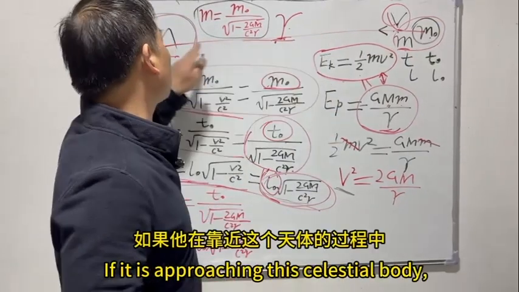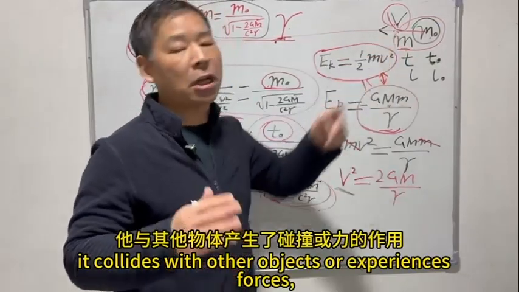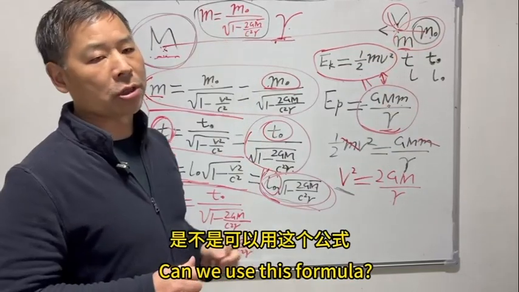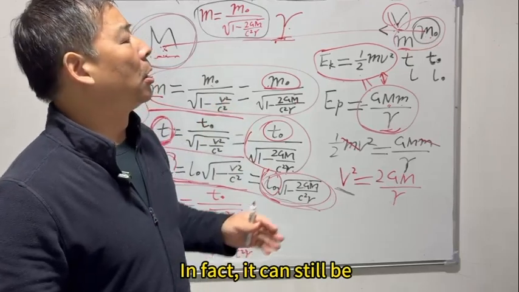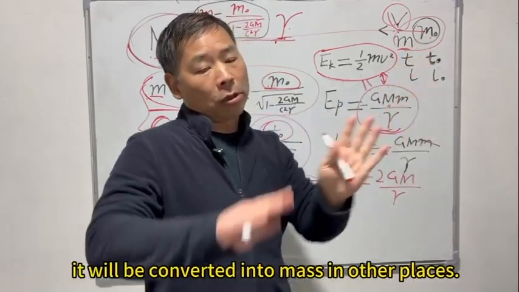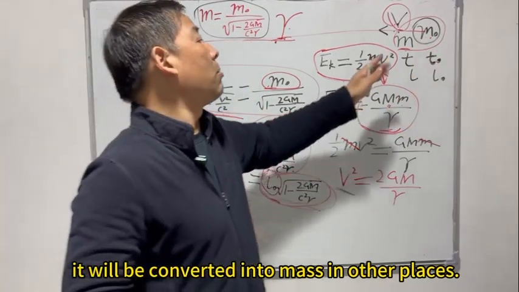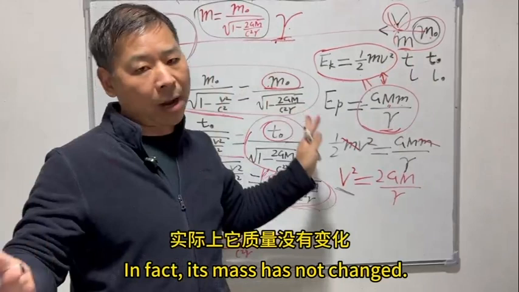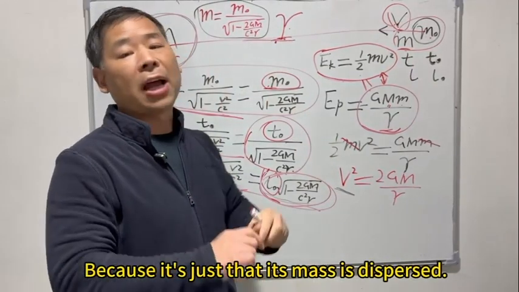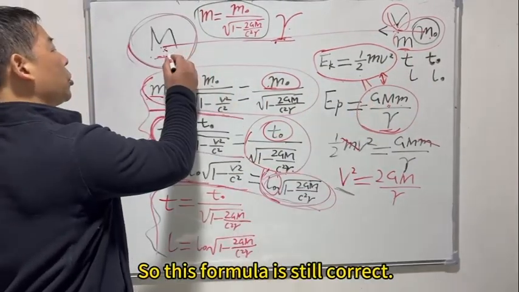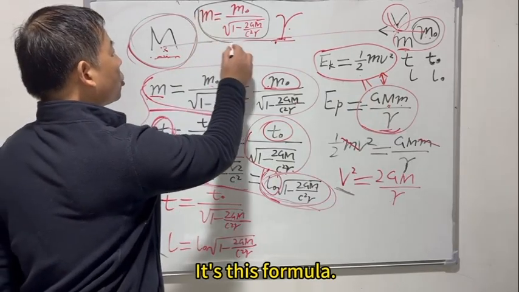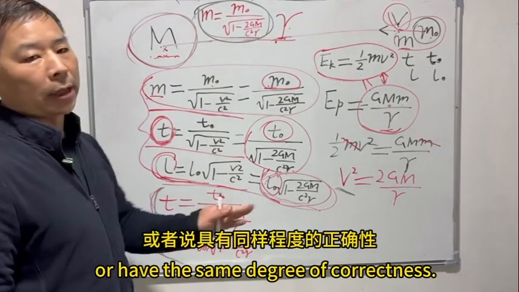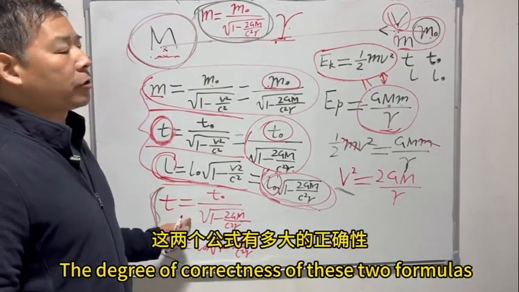If it is approaching this celestial body, collides with other objects or experiences forces, its energy is lost. Can we use this formula? In fact, it can still be used, because the lost mass will be converted into mass in other places. In fact, we can virtualize its mass. Its mass has not changed, because it's just that its mass is dispersed. So this formula is still correct. Its correctness is equivalent to these two formulas, or has the same degree of correctness as these two formulas.